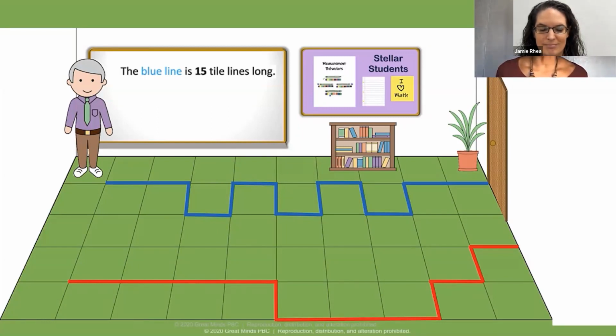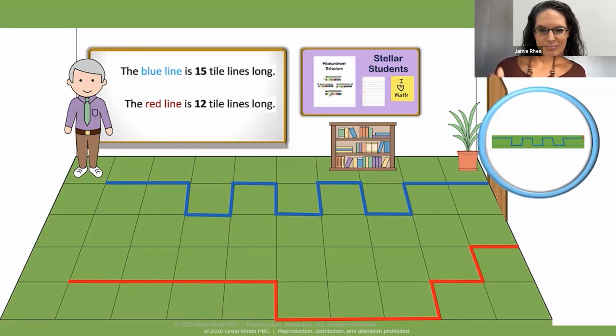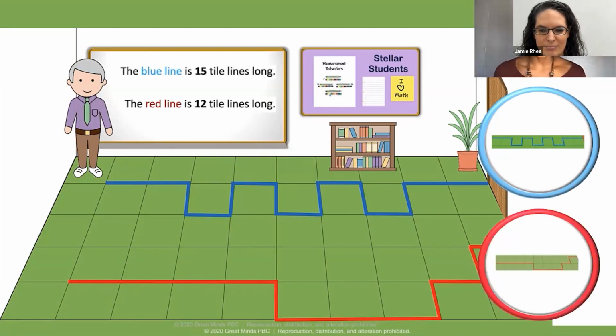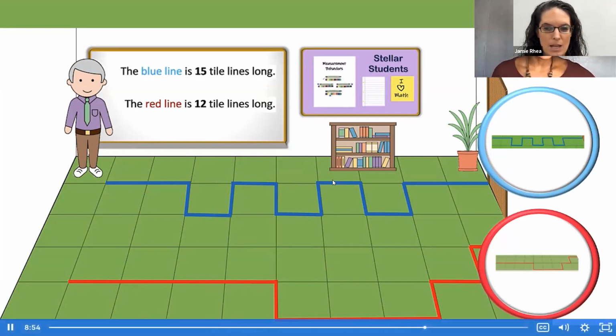I found out that the red line is 12 tile lines long too. So mathematicians, which is longer? The blue line or the red line? Click the button on your screen that you think is true. Which is longer, the blue line or the red line?